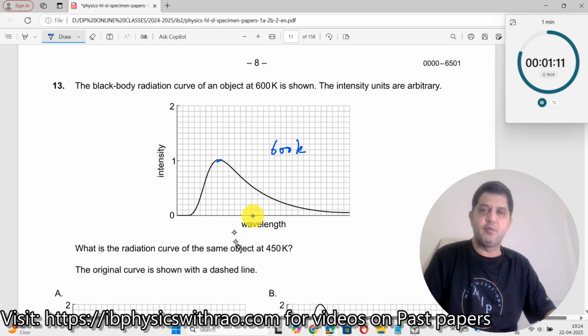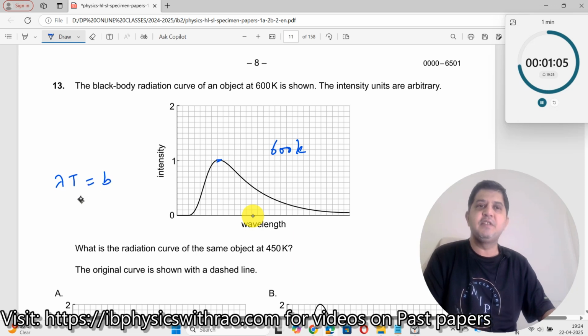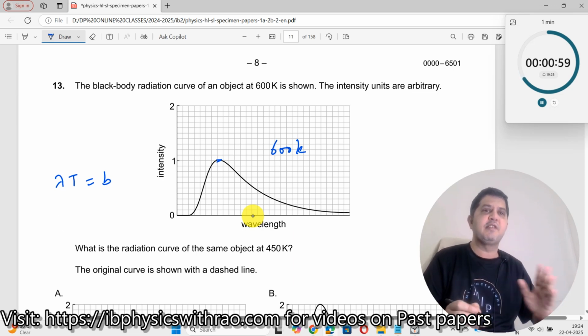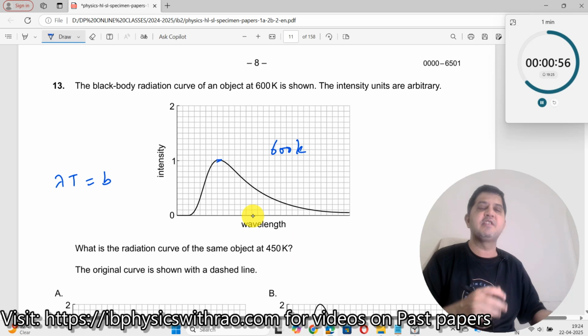This is for 600 Kelvin. Okay, what have we learned? Whenever you have an intensity-wavelength diagram, we can use lambda times T equal to b, which is constant. So this is nothing but Wien's law. What does Wien's law say? That the peak wavelength keeps shifting towards the left-hand side when the temperature increases.